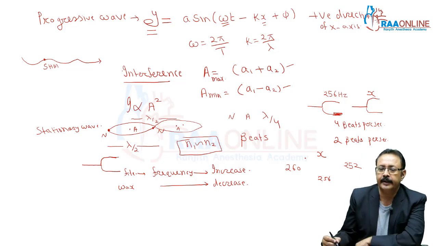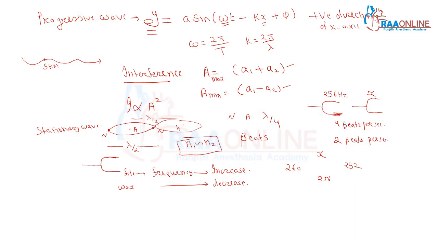So see, if this number will decrease, in these two numbers, whose difference will decrease, definitely when it decreases, it will go near to this. If it increases, it will go to this side. So it means it is moving towards this. So the known frequency should be 252.